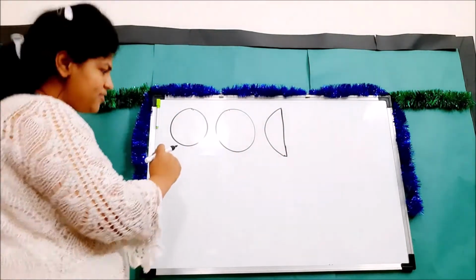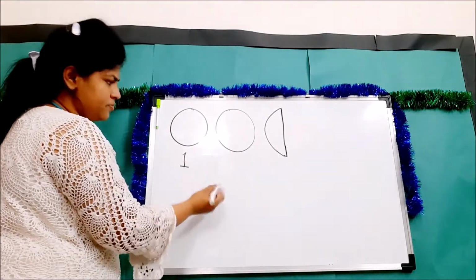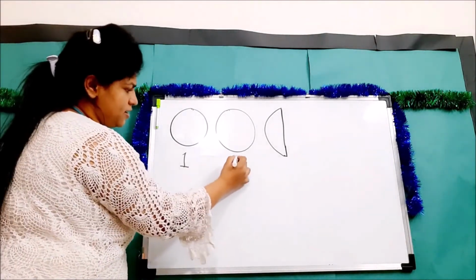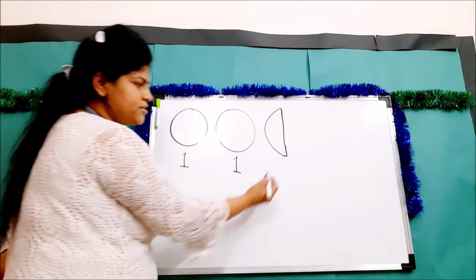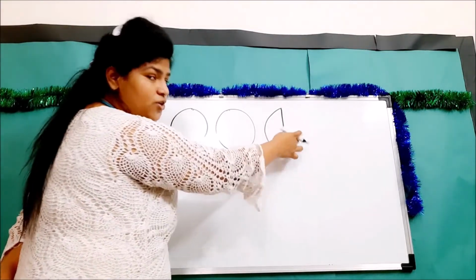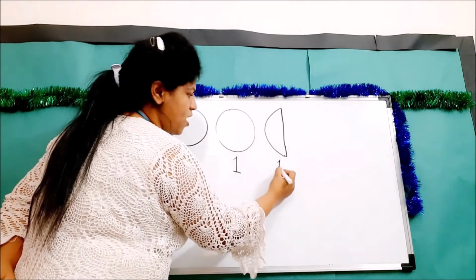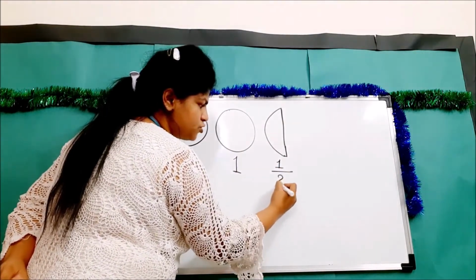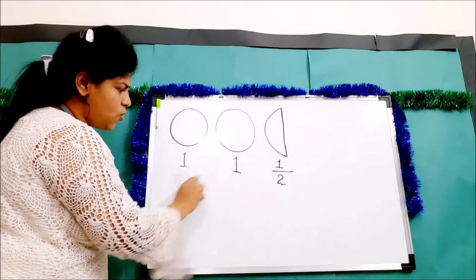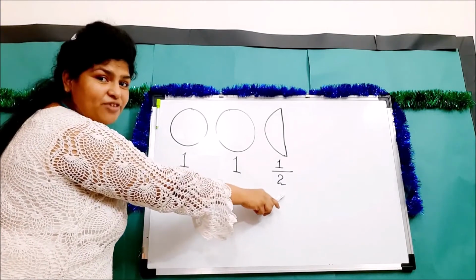So how will I write this? This will be one whole. This will be another one whole. And what is this? हम कितने थे? दो थे. दो में से मैं कौन हूँ? I'm the half. So I'm just 1 out of 2. This is the whole number and this is a fraction.